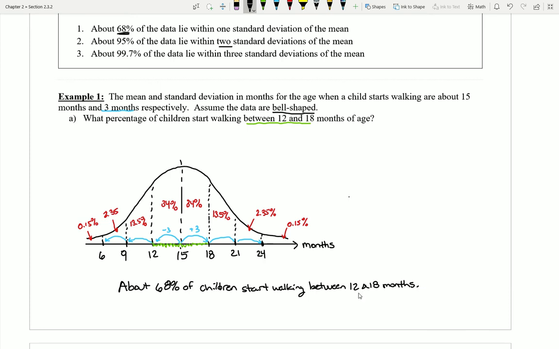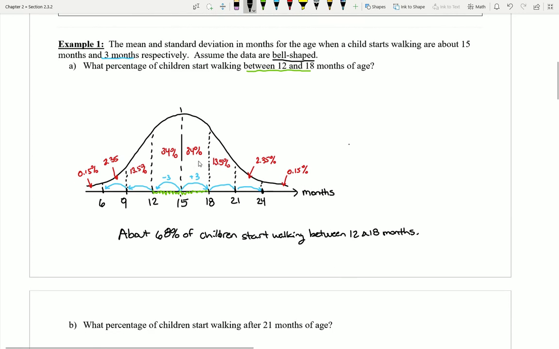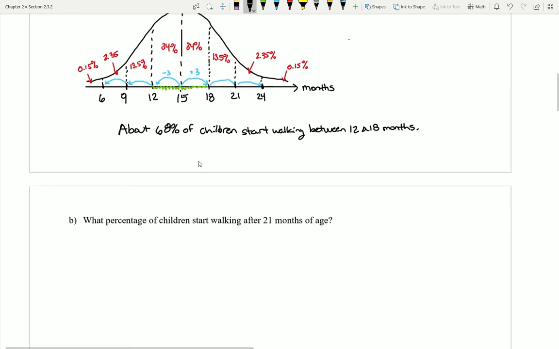Okay, this is fantastic. Well, let's go ahead and take a look then at part B, and we're going to constantly reference this picture. What percentage of children start walking after 21 months of age? Okay, so after 21 months.